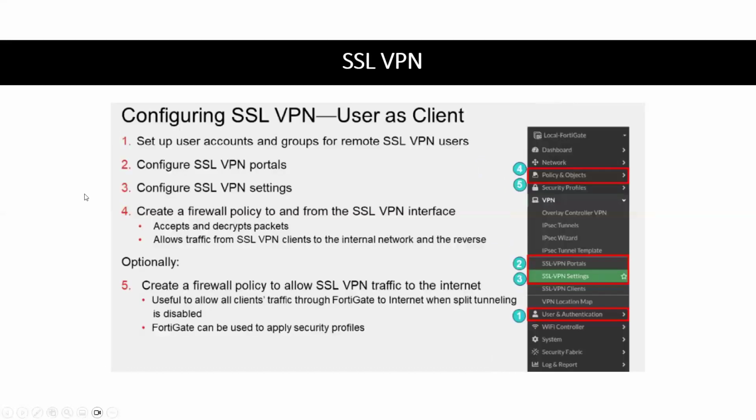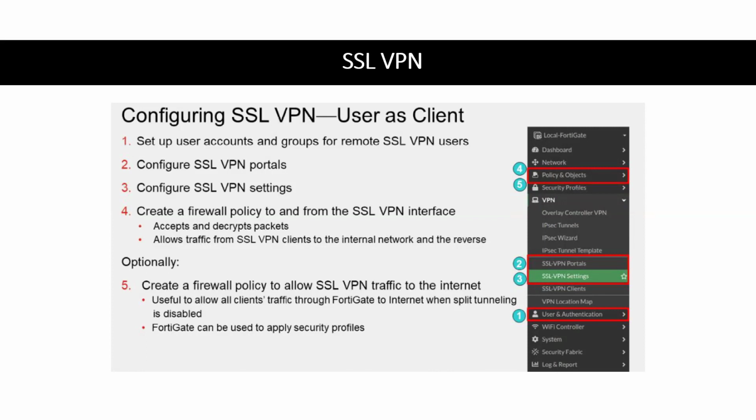So a couple of things. There's a checklist that you want to follow, sort of an order of operations. You can do it out of order, but I don't recommend it because you may miss a step. So how the study guide explains it, I would take that step by step. Those steps are: one, create your users and accounts. Two, configure the SSL VPN portal, and we'll go over how to do that.